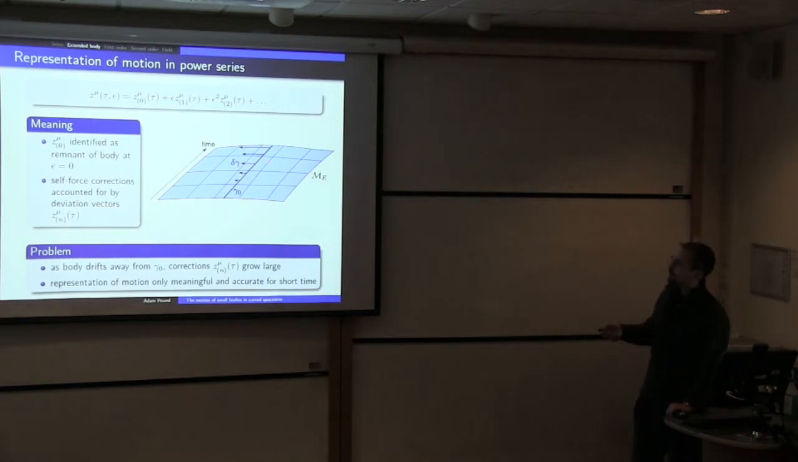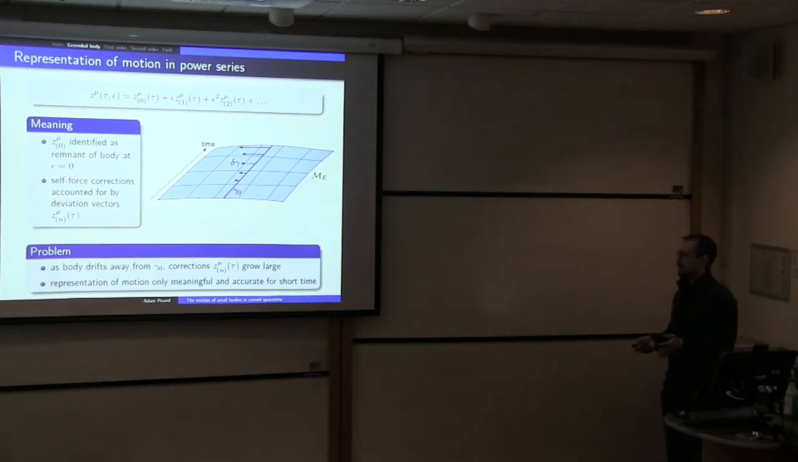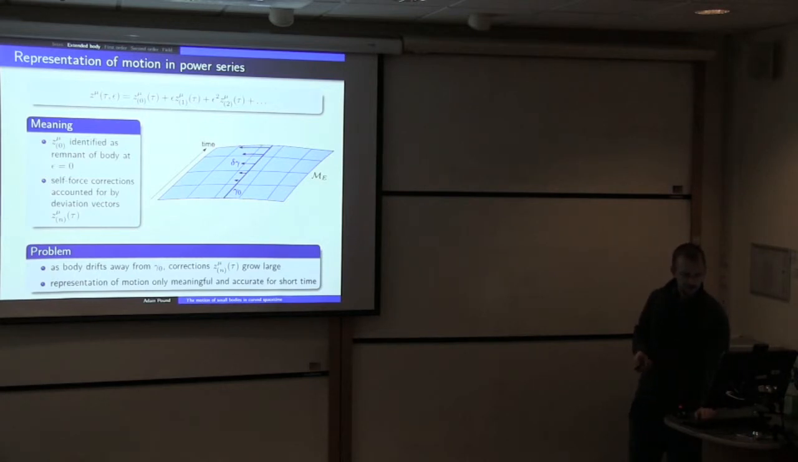So the problem with using this method of representing the motion is that over a long time scale, as the body drifts away from the 0th order world line, these corrections get really large. So for example, in an EMRI, eventually your object spirals all the way into the large black hole, and you're nowhere close to where you started. You're nowhere close to the initial geodesic that you were tangential to, for example. So this representation of motion, and also the expansion of the metric that relies on it, is only meaningful and accurate for short times. It's not accurate on the long time scales of an inspiral.